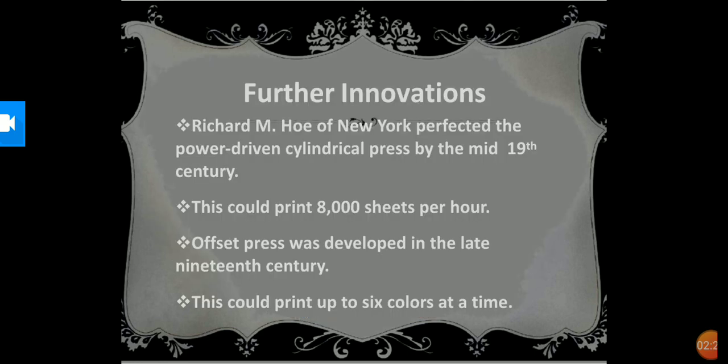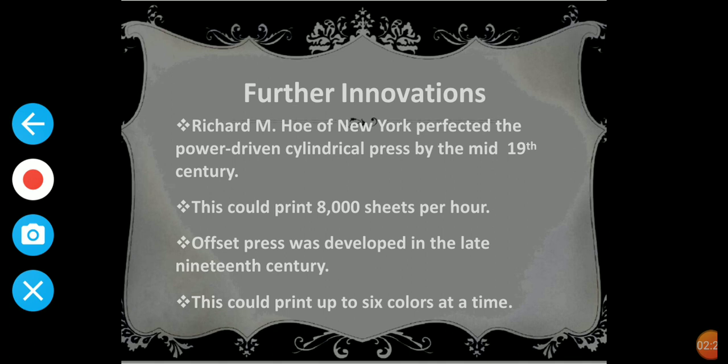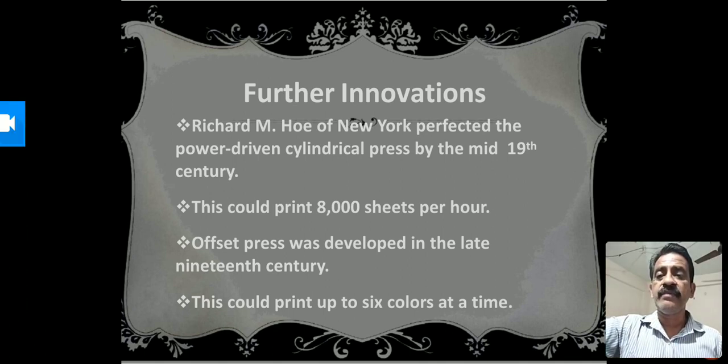Further innovations. We are going to see what are the further innovations which were made in the world of print. Richard M. Hoe of New York perfected the power-driven cylindrical press by the mid-19th century. This could print 8,000 sheets per hour.